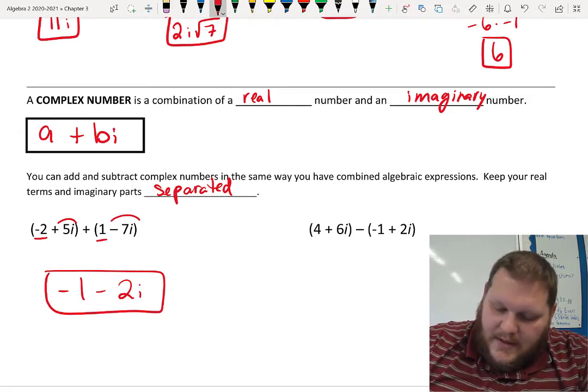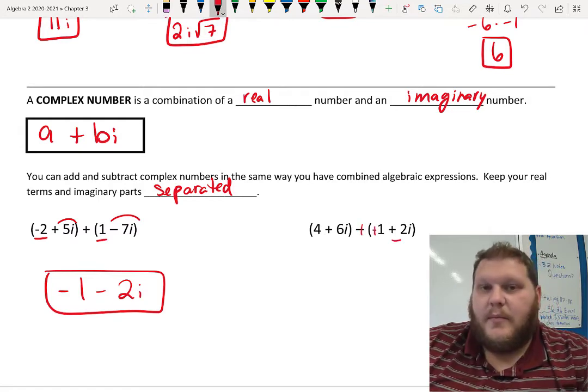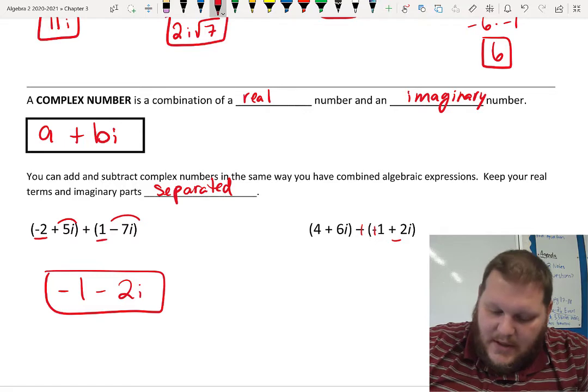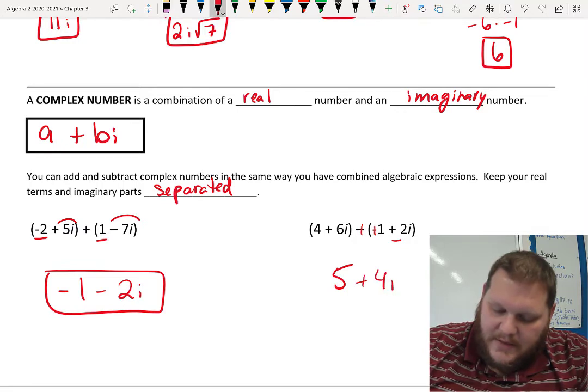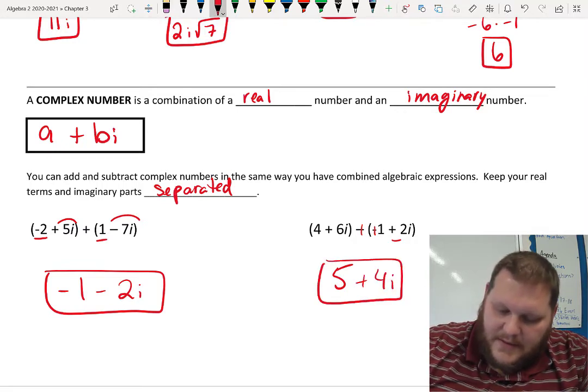Here, if I'm subtracting, I have to make sure that this gets flipped, because if I'm subtracting, the second parenthesis has to change my signs. So now 4 and positive 1 gives me 5. 6i minus 2i would be a plus 4i for my final answer there.